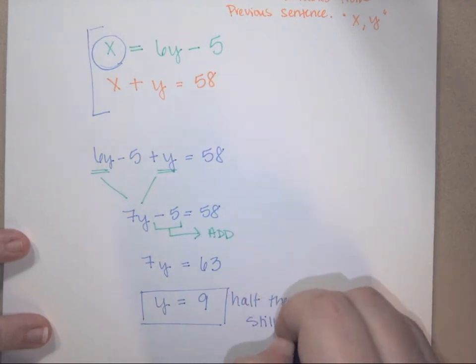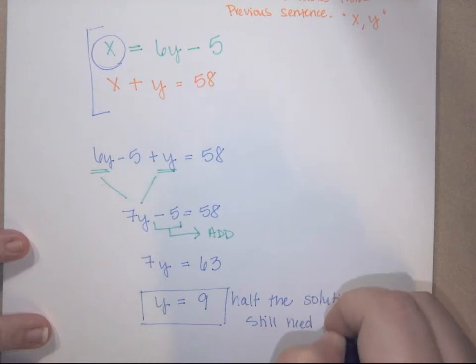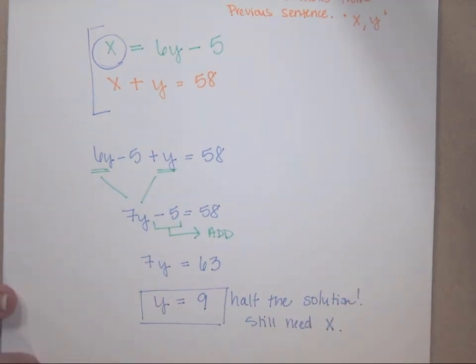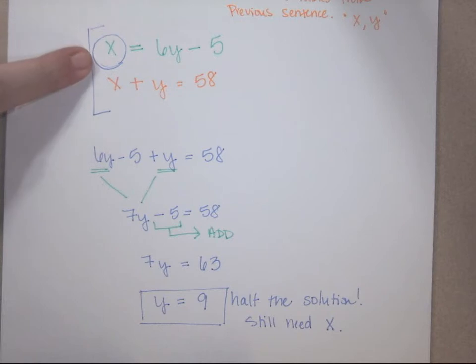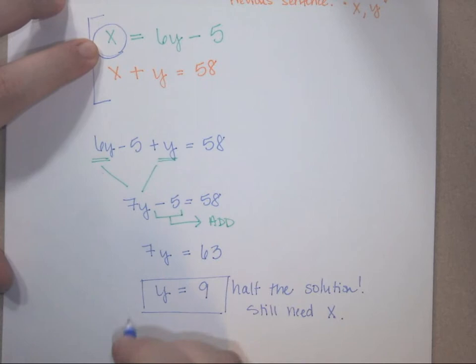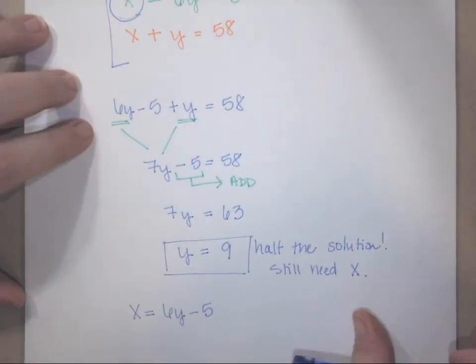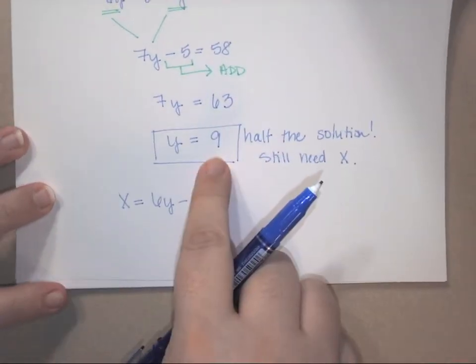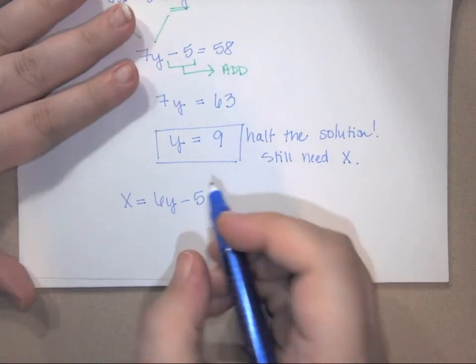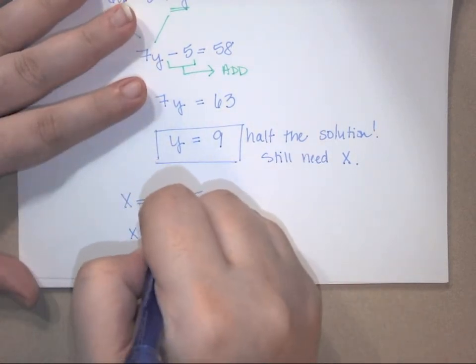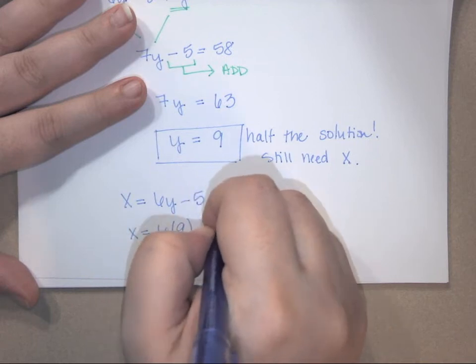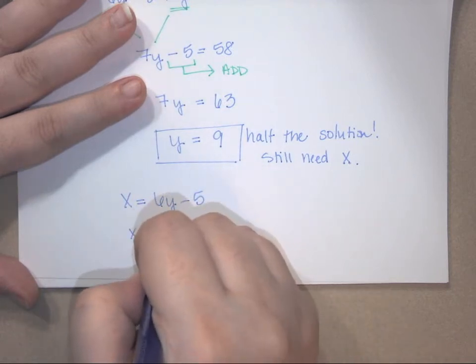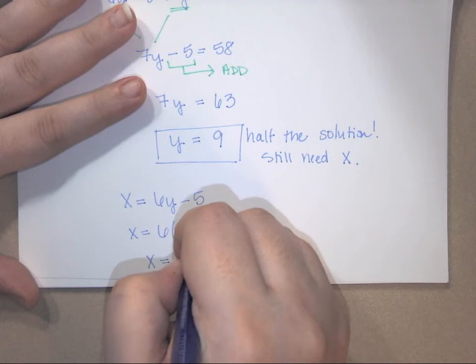You at this point still need x. All we did is solve for y. Now we can come right back up here to the fact that we know x is equal to this equation. So we can use that x equals 6y minus 5. Well, we know that y is 9. So we would say that x is going to be 6 times 9 minus 5. So x is equal to 49.